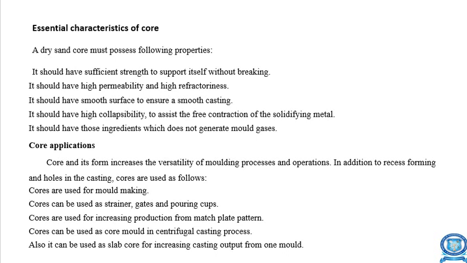The applications of core. Core has come from the increasing versatility of the molding process and operation. In addition to forming holes in the casting, cores are used for the following applications. Cores are used for mold making. Core can be used as sprue, gates and pouring cup. Cores are used for increasing production from match plate pattern. Core can be used as core mold in the centrifugal casting process. Also, it can be used as slab core for increasing casting output from one mold.